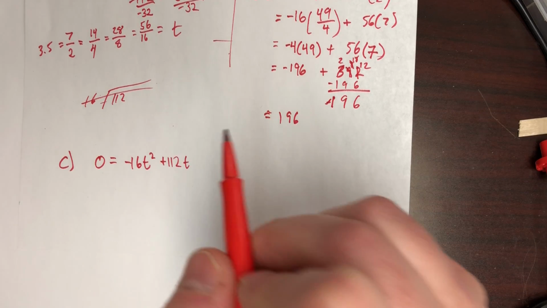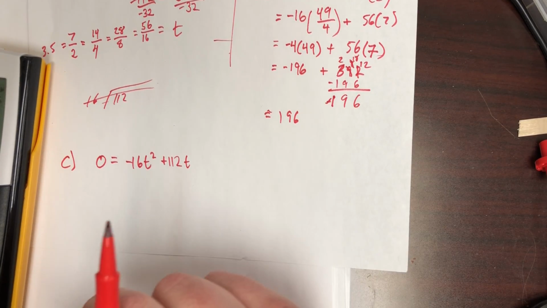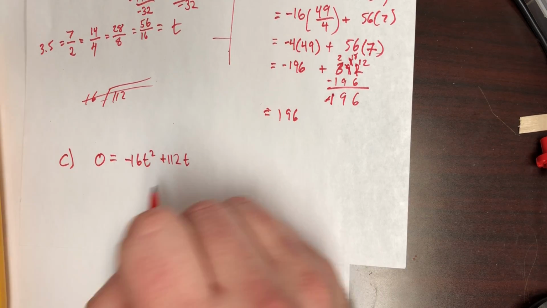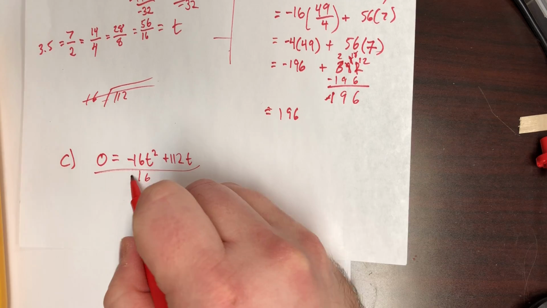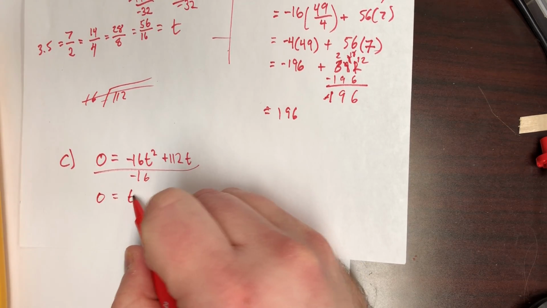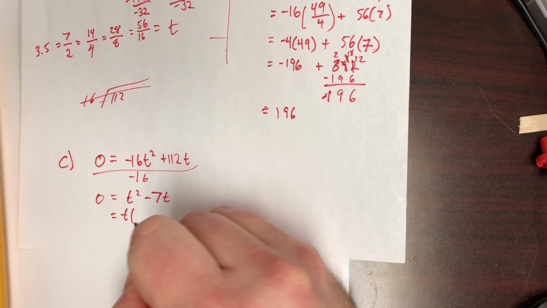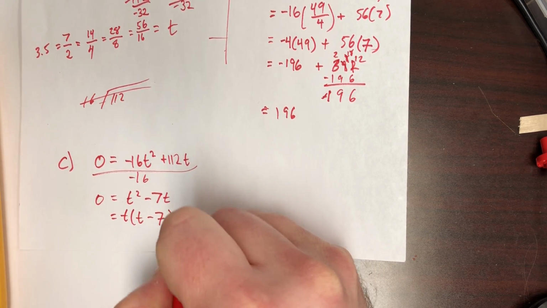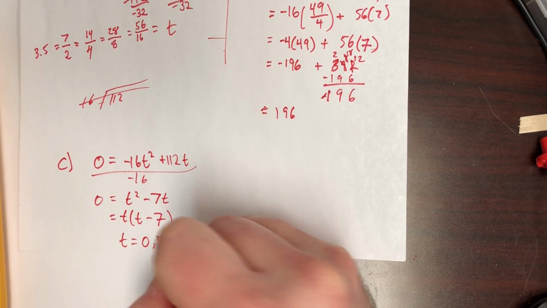So, all right, I'll spare you. Okay, all right, so I'm going to divide both sides by 16. Actually, I'm going to divide both sides by negative 16, and I'm going to get 0 is equal to t squared minus 7t. Then I'll factor a t out, and I'll get t is equal to 0 and 7.